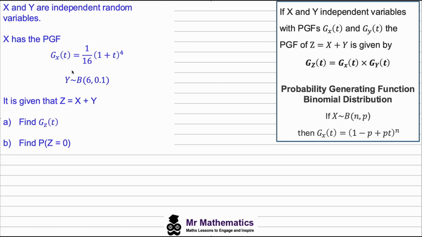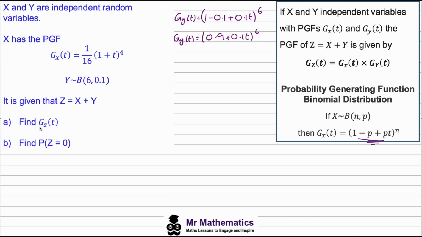Okay, so welcome back if you had a go. So we're going to use this equation to work out the generating function of y. So this will be 1 minus p, and we know if p is 0.1, plus pt, so 0.1t, to the n, which is 6. So we can tidy this up. Will be 0.9 plus 0.1t to the 6.